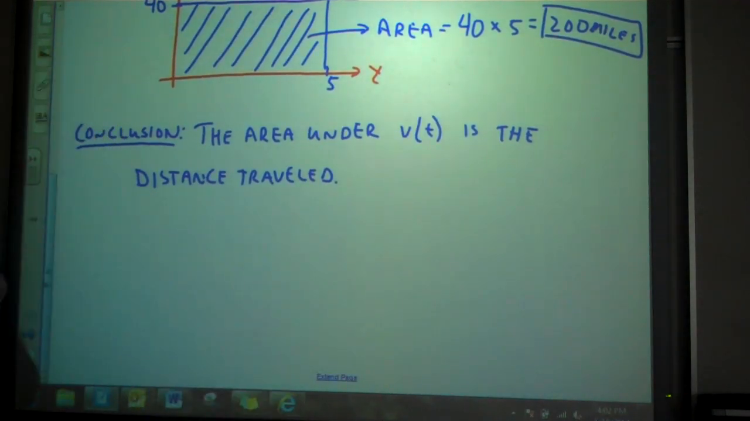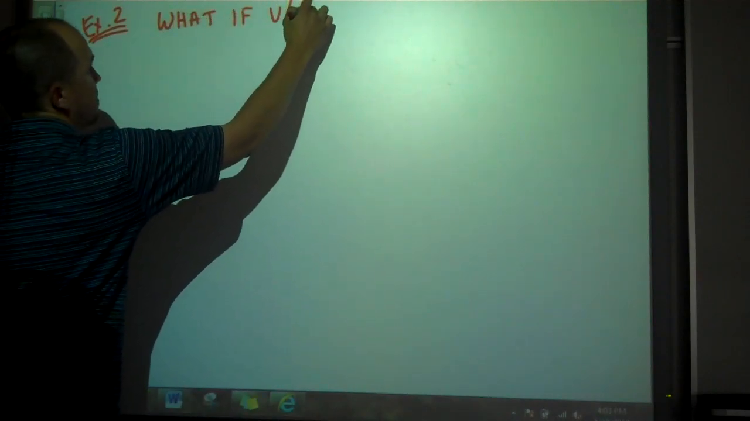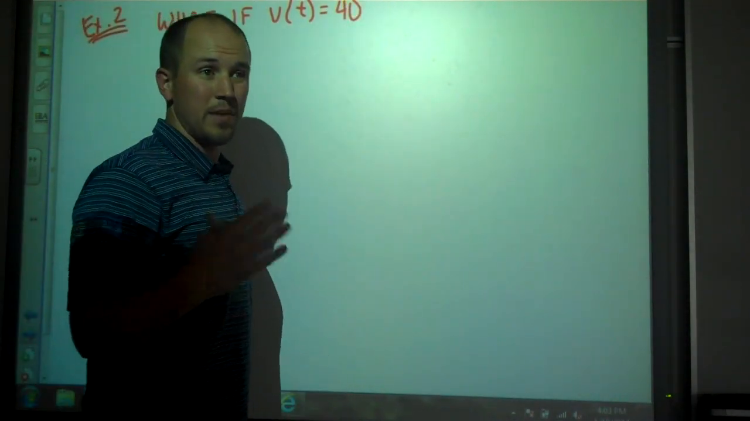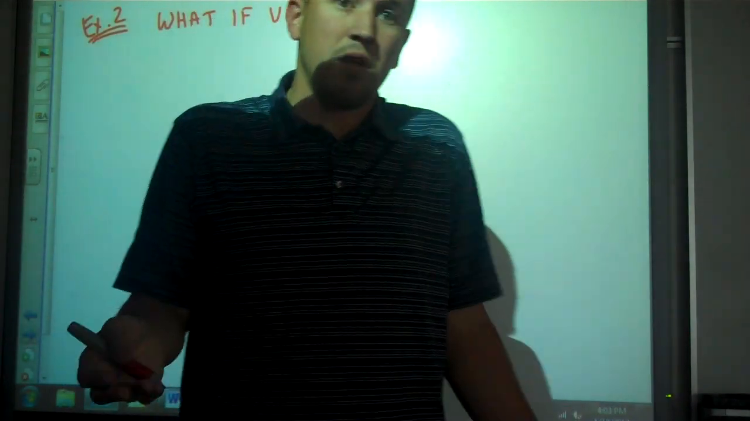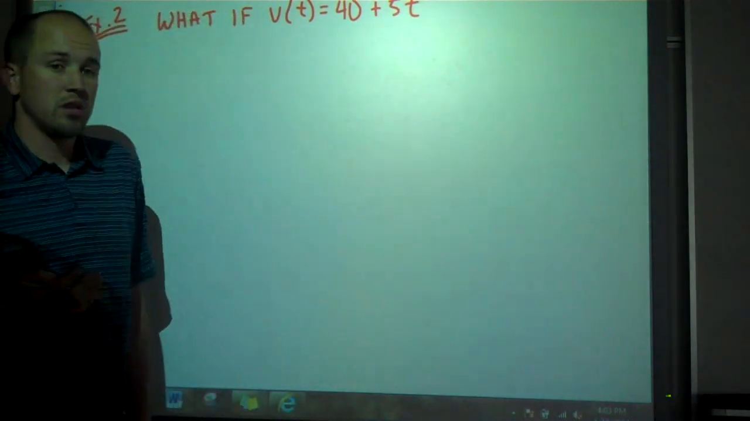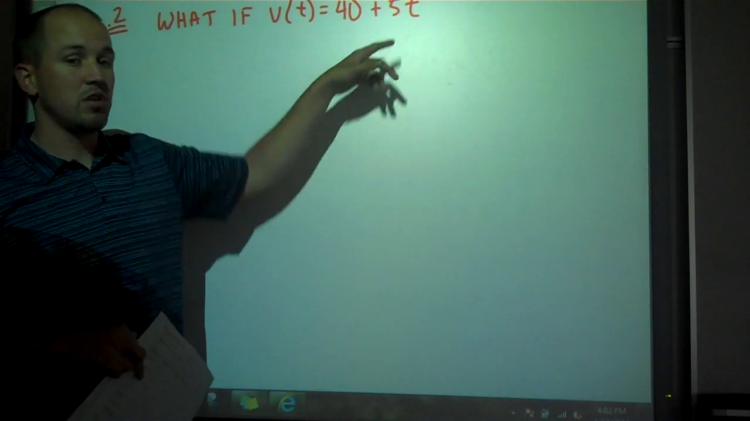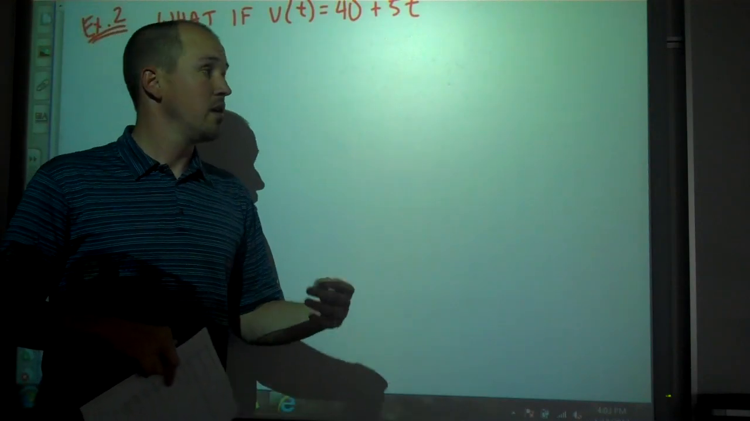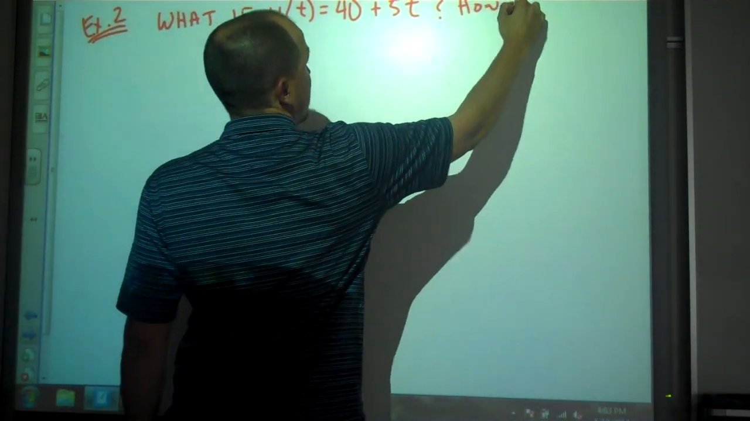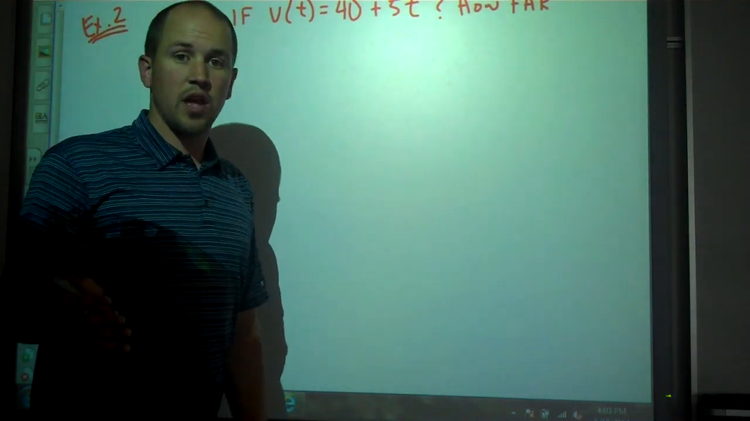So my extension of this is to say, alright, what if my velocity function is not constant? Let's say I'm starting at 40 miles an hour, but I'm increasing by 5 miles per hour every hour. So my function is just going to look like that. I'm going to start at 40 miles an hour, and my slope's going to be 5 because I'm increasing by 5 miles an hour every hour. So now, how far do I drive in 5 hours?